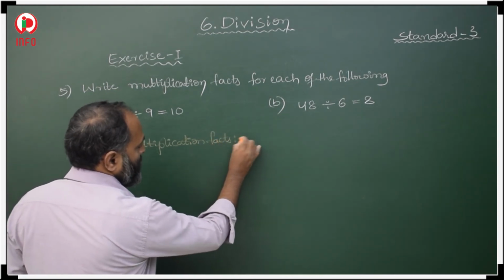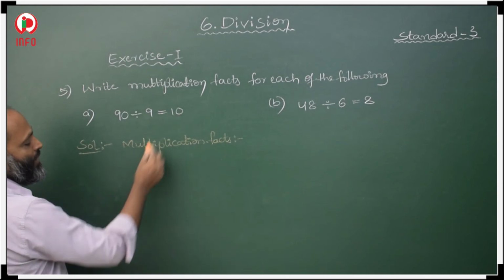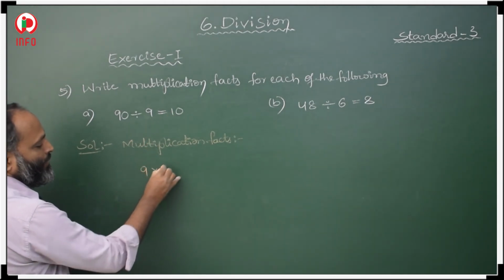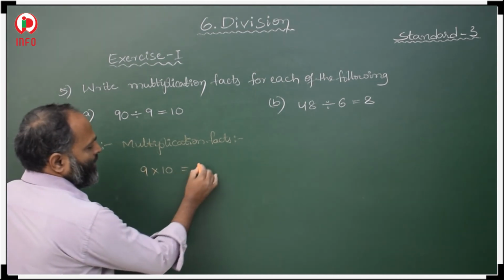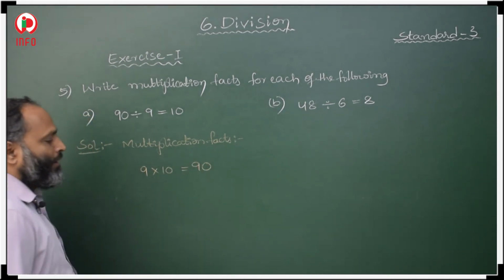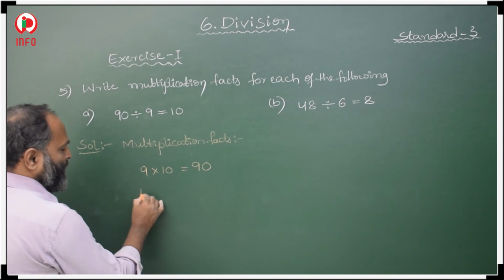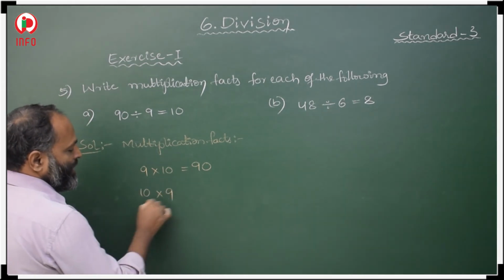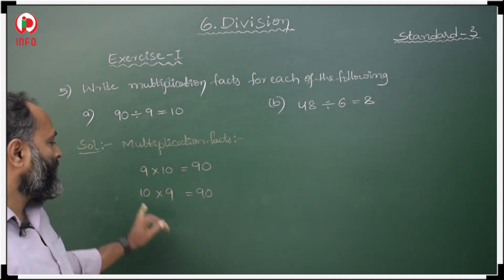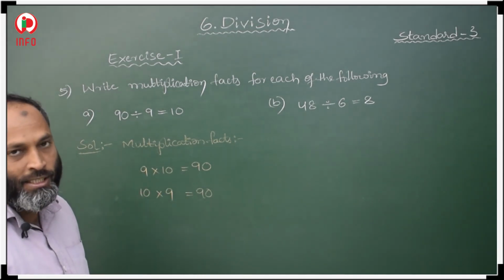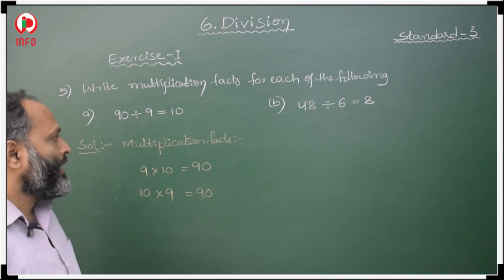Multiplication facts. So this divisor into quotient means 9 into 10. Divisor into quotient is equal to dividend, or otherwise quotient into divisor, that is 10 into 9 is equal to 90. 9 tens are 90, 10 nines are 90. This is your multiplication fact.